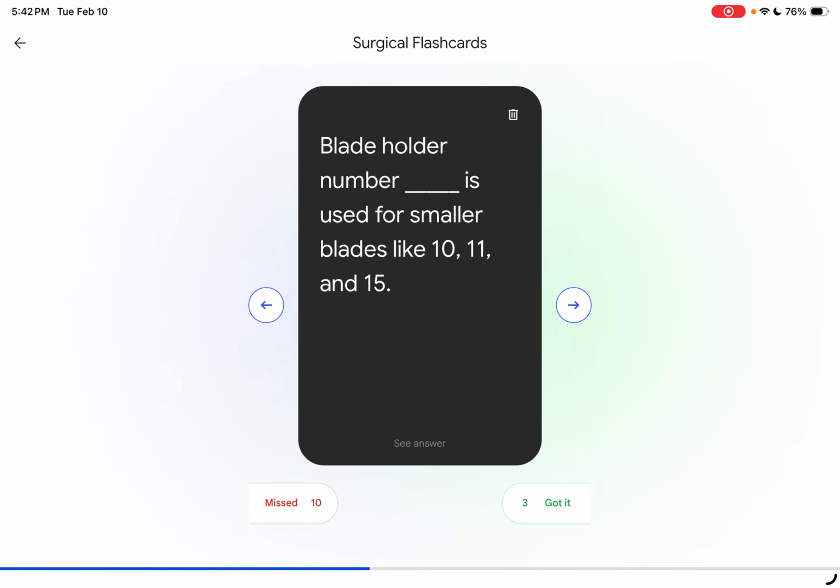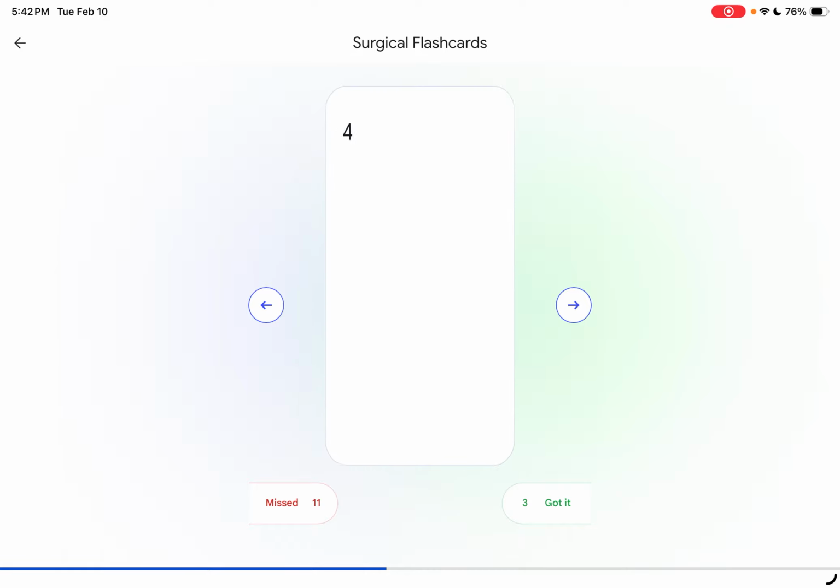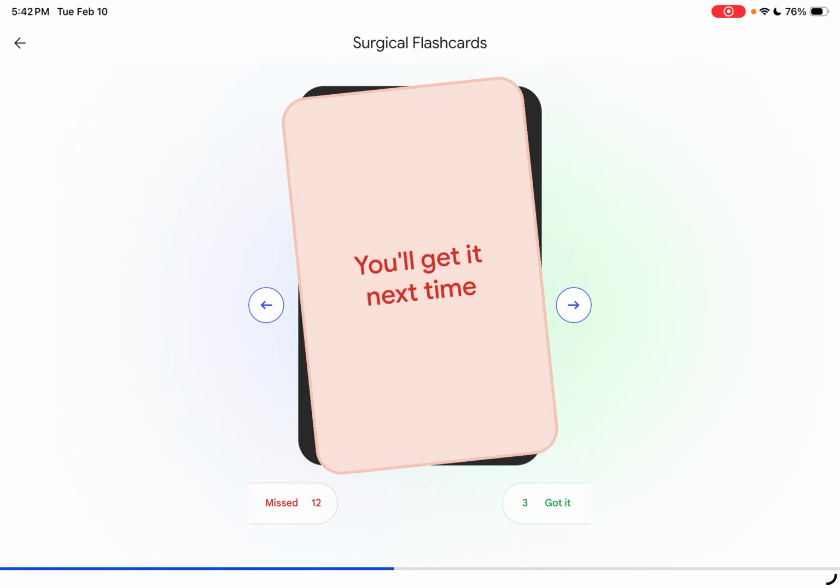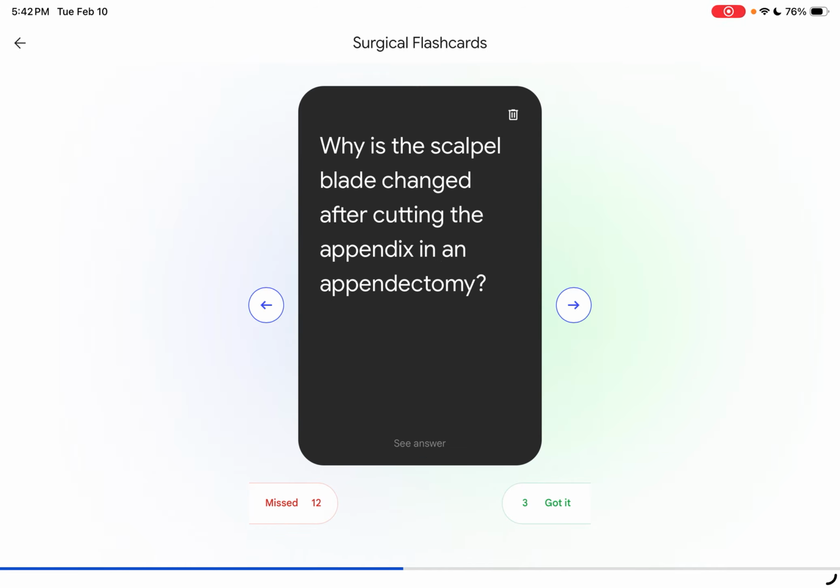Blade holder number 3 is used for smaller blades like 10, 11, and 15. Okay. Blade holder number blank is used for larger blades like 20, 22, 24. 4. Okay. Why is the scalpel blade changed after cutting the appendix in an appendectomy?